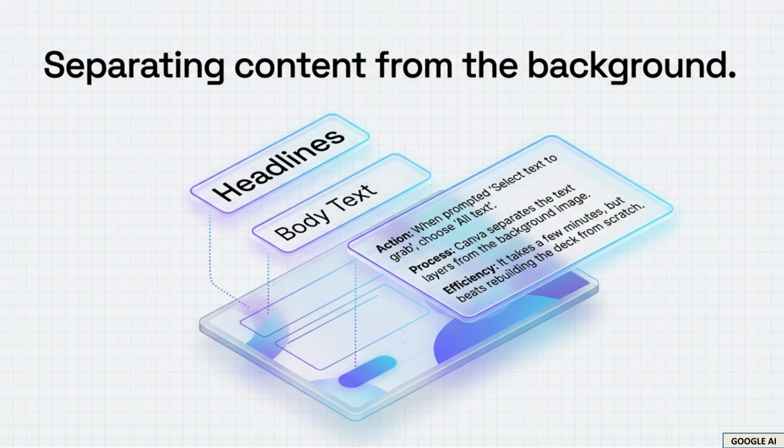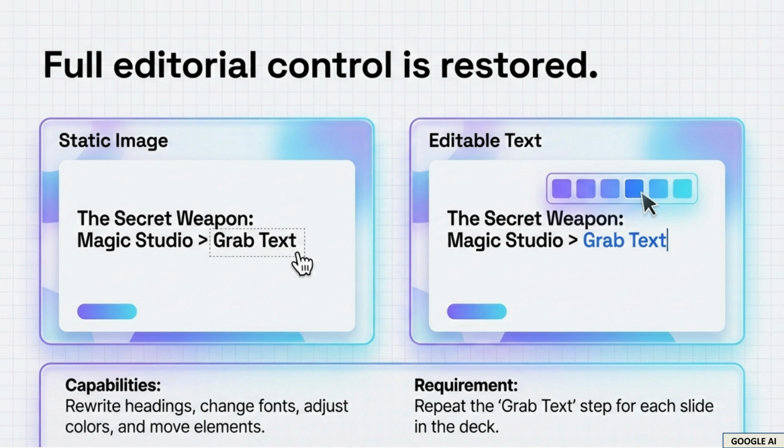Canva separates the text layers from the background image, which is faster than rebuilding the deck from scratch. Full editorial control is restored. You can rewrite headings, change fonts, adjust colors, and move elements. Remember to repeat the grab text step for each slide in the deck.